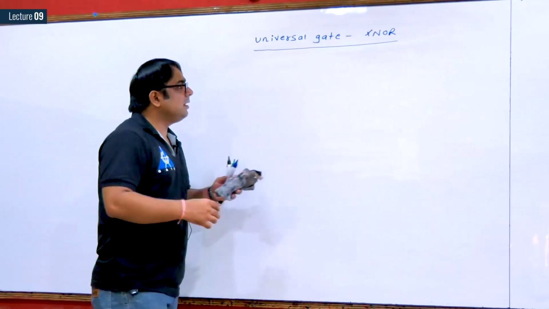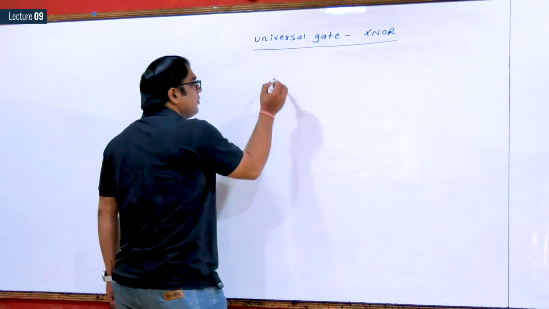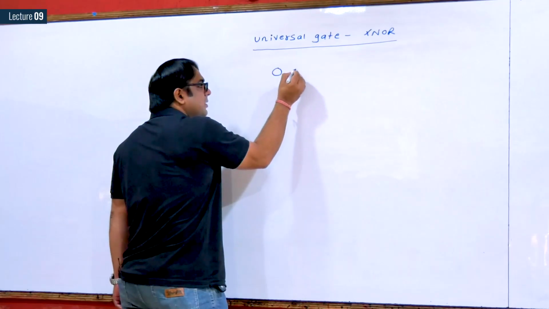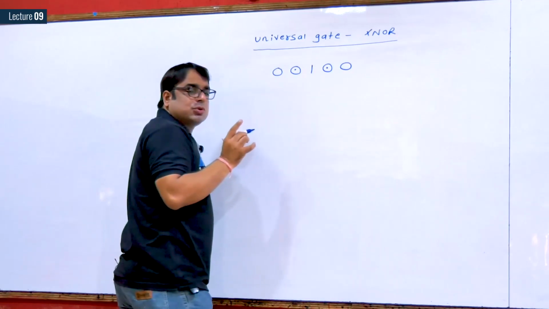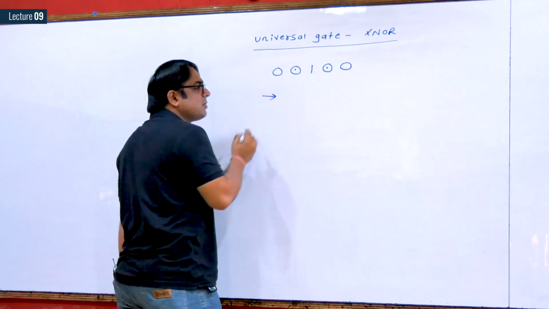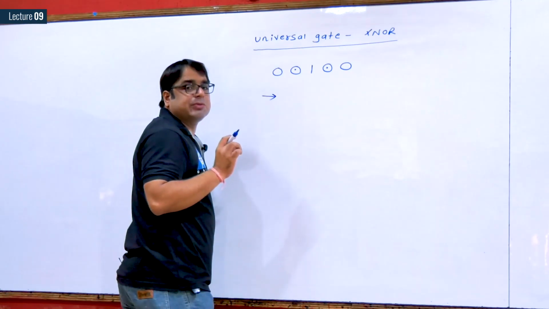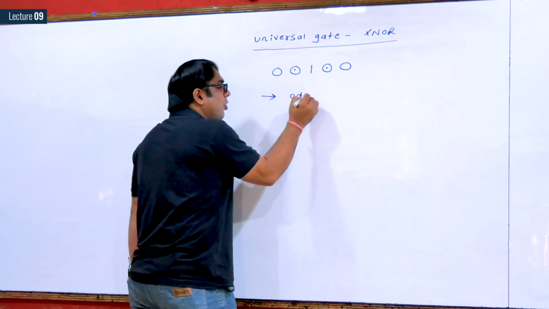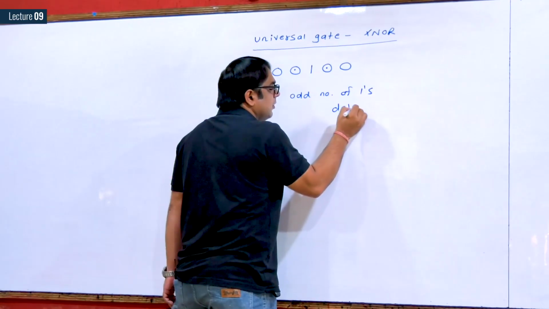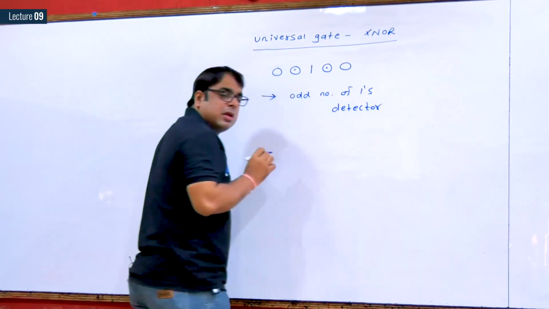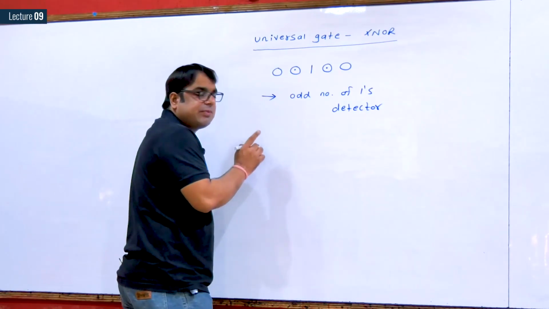Now, let us see another analysis for XNOR operation. Let's say you have to solve 0 XNOR 1 XNOR 0. So, what we have learned, how to solve this one, how many inputs are there? 3 inputs are there, odd number of inputs. So, it is odd number of ones detector, as we have learned.